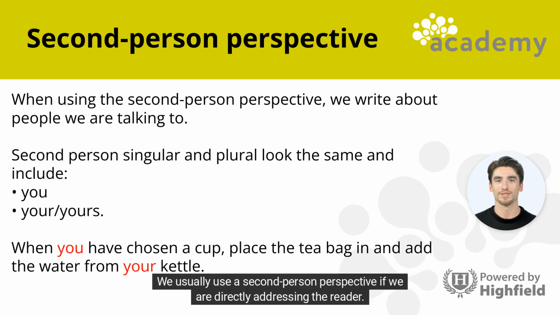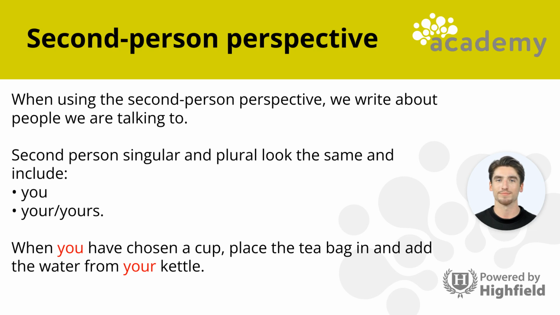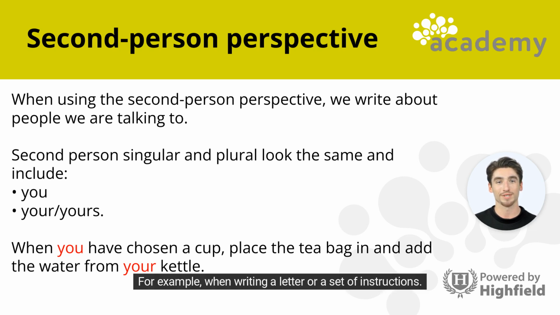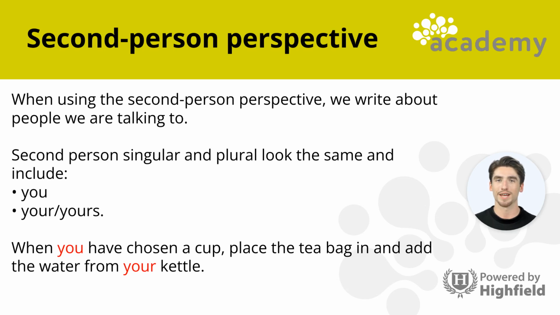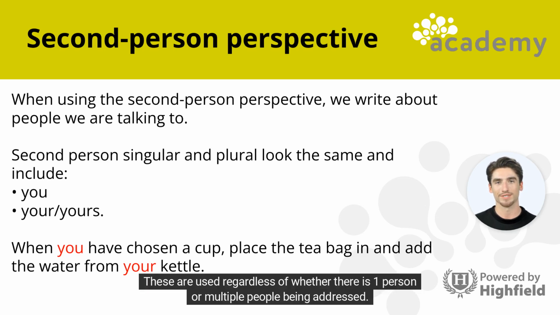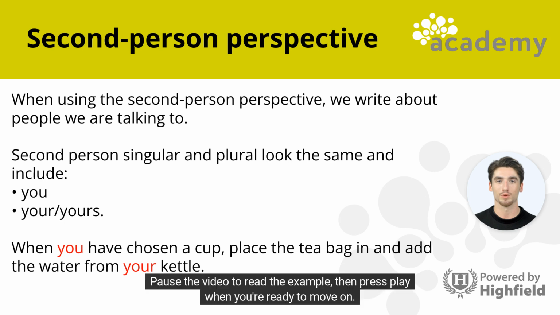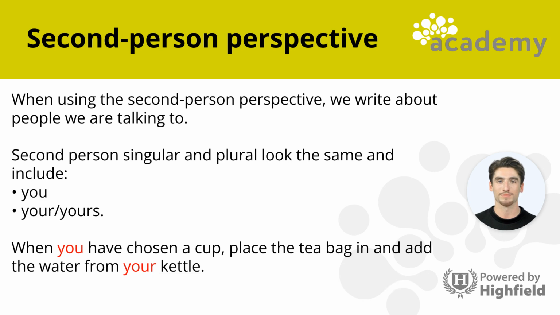We usually use a second-person perspective if we are directly addressing the reader. For example, when writing a letter or a set of instructions. Second-person pronouns include you, your, and yours. These are used regardless of whether there is one person or multiple people being addressed. Pause the video to read the example, then press play when you're ready to move on.